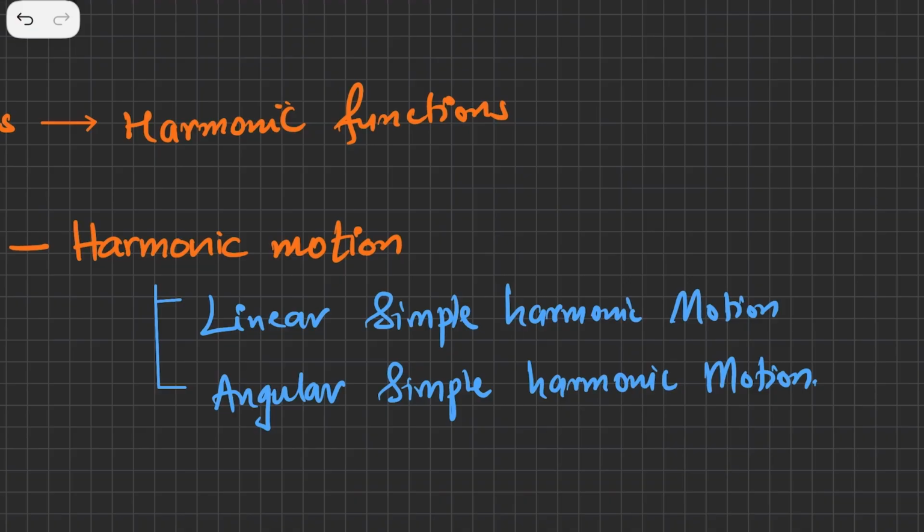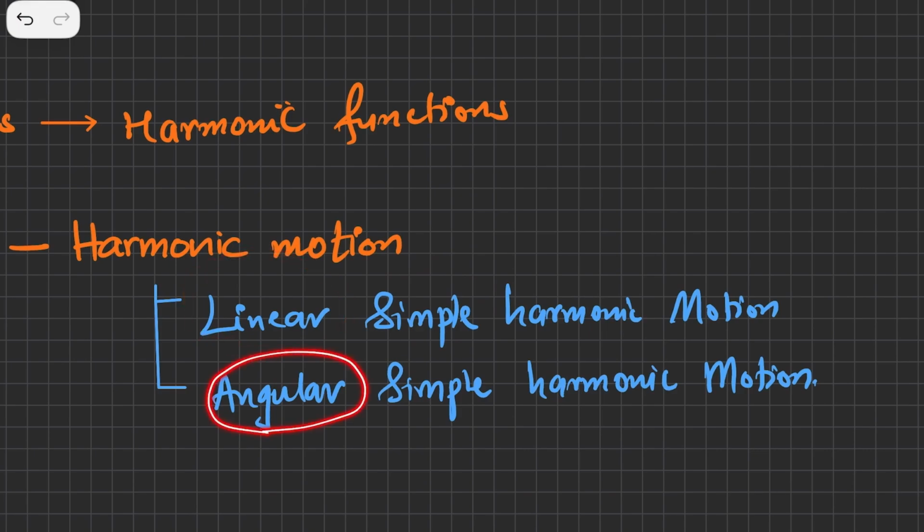There is actually a complex harmonic motion as well, but we are not going to discuss that in this course. That's not a part of the syllabus of what we are going to discuss in this video series as of now. So simple harmonic motion is what we are going to discuss, and that too in the linear as well as in the angular.